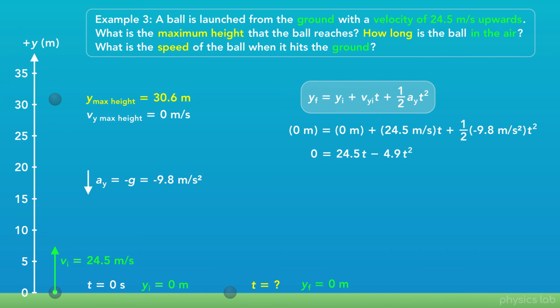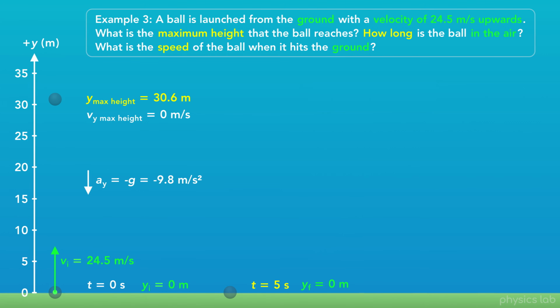We can simplify this equation, and if we want, we can use the quadratic formula to solve for t. But if we assume that the value of t is not 0, then we can just divide everything by t. Then we can rearrange the equation, and we get 5 seconds for t, the time it takes the ball to reach the ground.